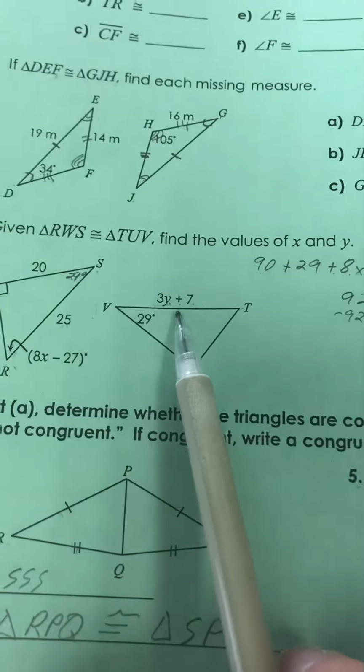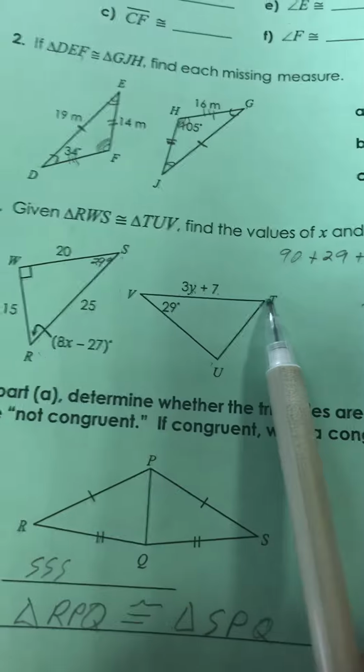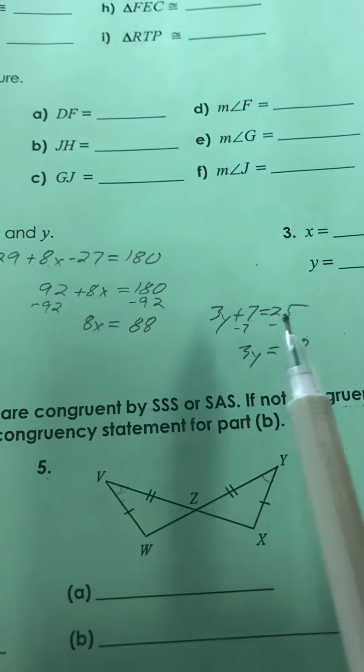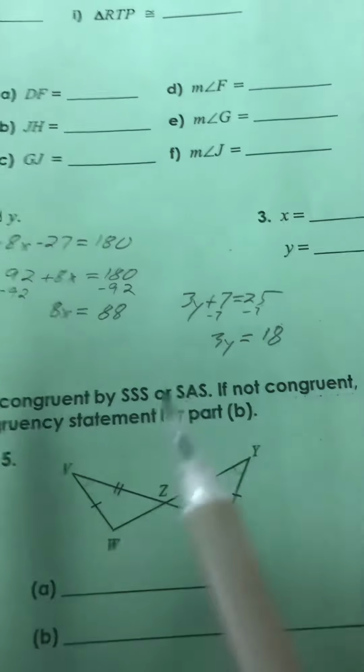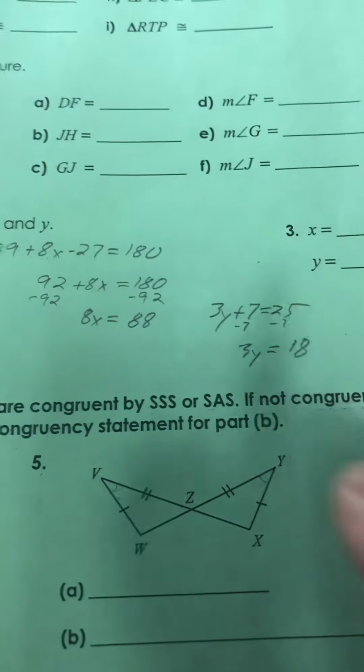When you are figuring out Y, notice VT is the same as SR, 25. So you're just going to isolate the variable and solve for Y. I take you right to the edge, but I don't solve it for you.